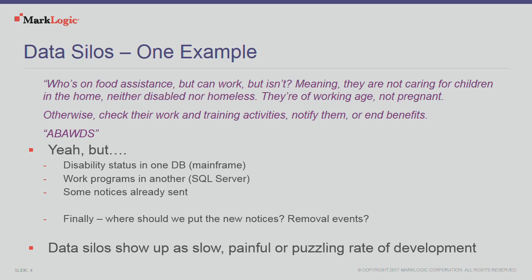So this is slow, painful, and puzzling. Reasonably simple question. Conceptually, it's a query. The age is between this and this. Pregnancy is no. Disability is no, right? But in reality, it's a 3 or 4-way data integration problem.